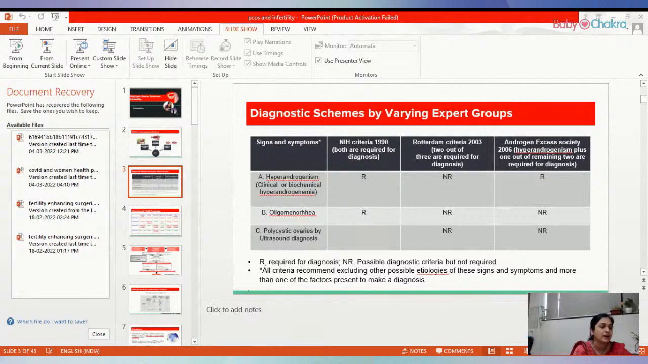Pre-treatment is like diet, exercise and certain other measures. The first line is ovulation induction drugs such as clomiphene citrate and letrozole. Second line, we can give them gonadotropin injections or laparoscopic ovarian drilling. And third line is IVF or the test tube baby.